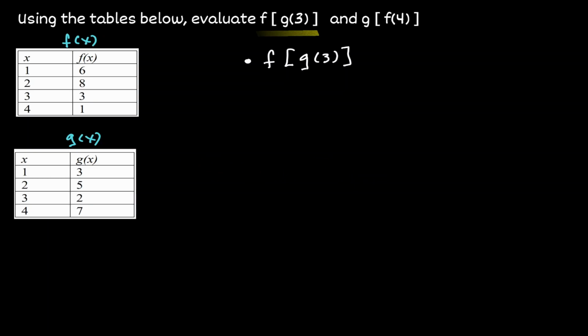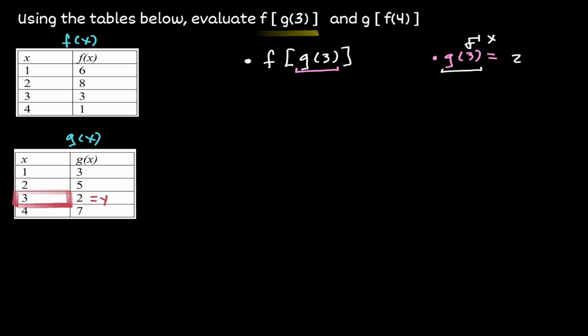The way that we're going to evaluate this is by concentrating on the inside of this composition, g evaluated at 3. We're going to go to the function of g and see what the outcome is when x is equivalent to 3. On the bottom, here we have the table for g, and at the left-hand side of this column, we have x. Let's see when x is equivalent to 3, which is here. When x is equivalent to 3, our output, or our y, is equivalent to 2. So we can say that g evaluated at 3 is equivalent to 2.